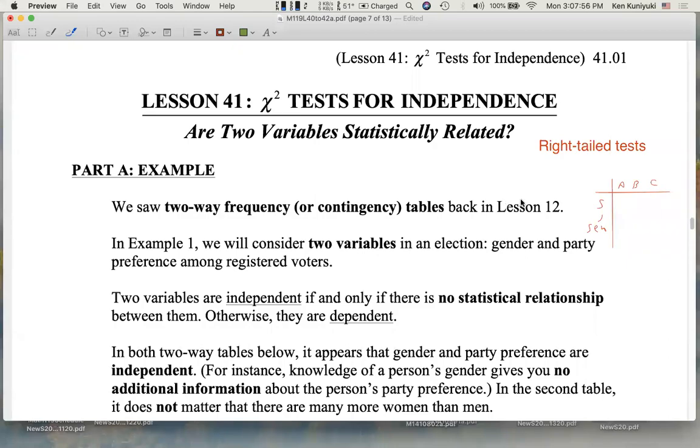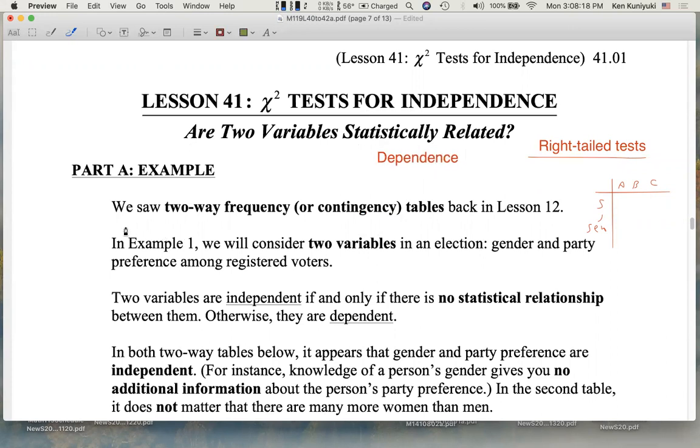Hi everyone, let's do some more chi-square tests. And these are also going to be right-tailed tests. This time we're going to talk about chi-square tests for dependence or independence. Are two variables statistically related or not? Actually, if the variables are statistically related, that's the case of dependence.